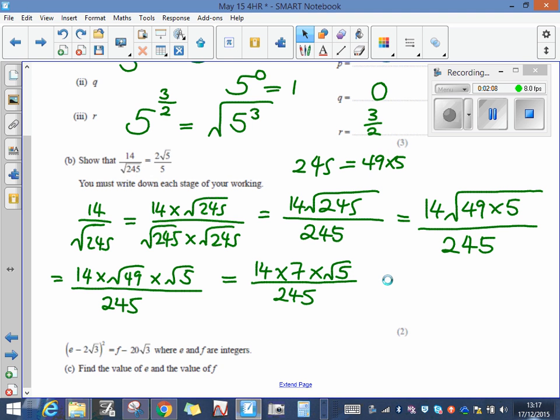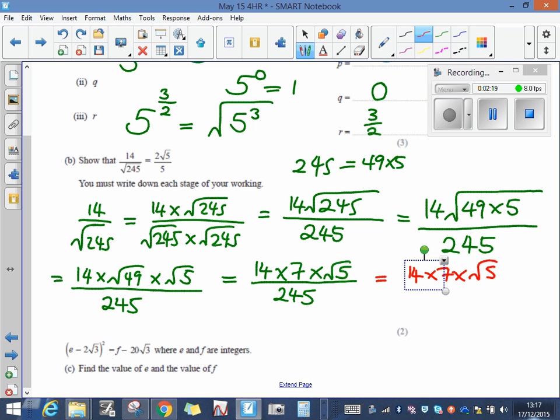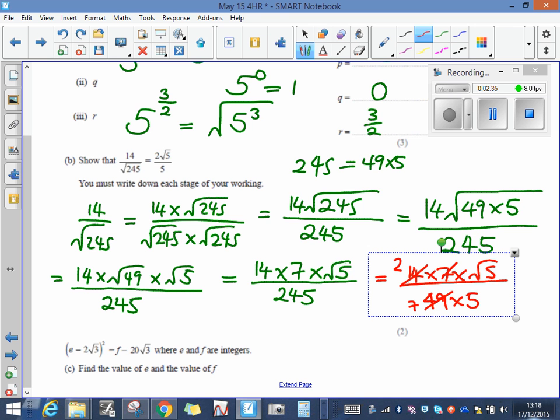Now I could simplify that on my calculator, or I could remember that the top is 14 times 7 times root 5, and the bottom, remember 245 was 49 times 5. Well, I can cancel here. The 14 and the 49, well, how many 7s in 14? Well, that's 2. How many 7s in 49? Well, that's 7. And now the two 7s cancel and become 1 and 1. And I'm left with now on the top 2 root 5, and on the bottom I've just got 5, which is what I was after.